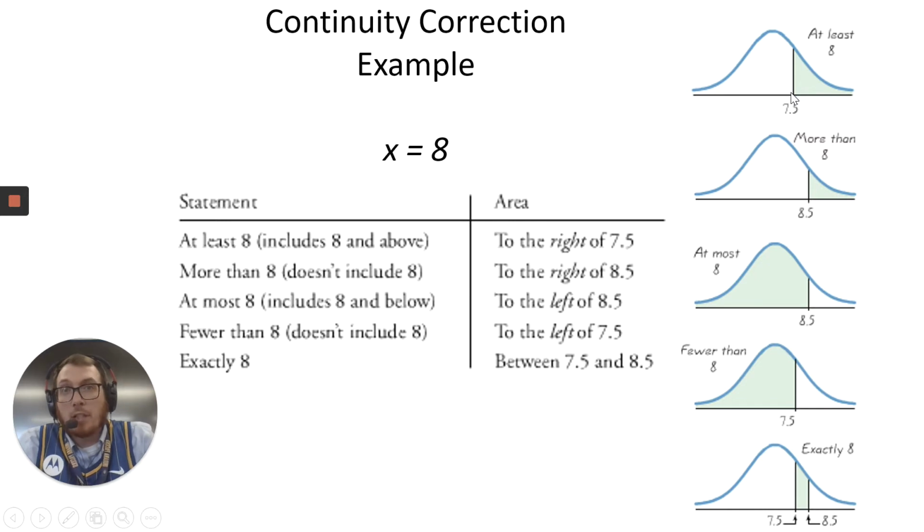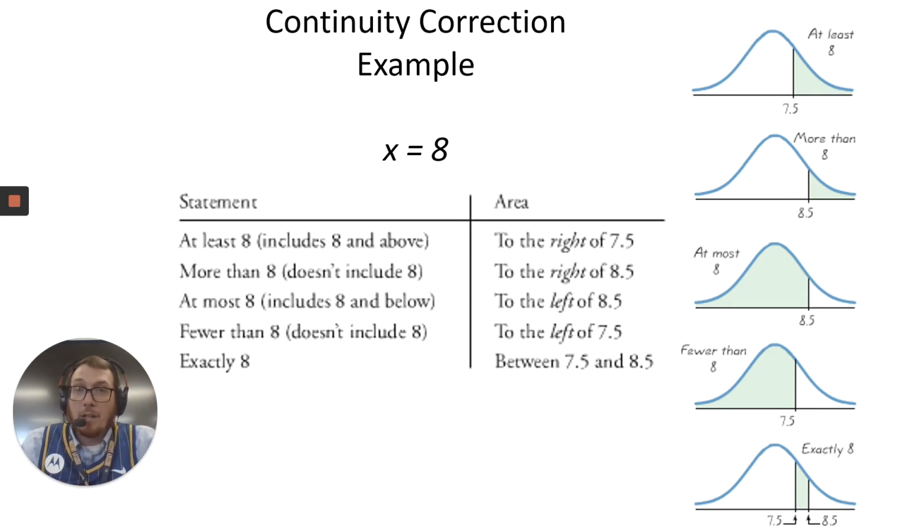Basically what we're saying is, what's the lowest value that would round to 8 that would be included, and that would be 7.5. Notice here if we change it to more than 8, it's everything to the right of 8, but it has to not include 8. So we have to move to 8.5 because everything below 8.5 would have rounded down to 8, and I don't want to include that. So I go from 8.5 all the way to the end. At most 8 would be everything up to 8, including it. Since it includes 8, I have to shift it over a little bit to 8.5 to make sure that it covers that. And that would be everything from 8.5 downward.